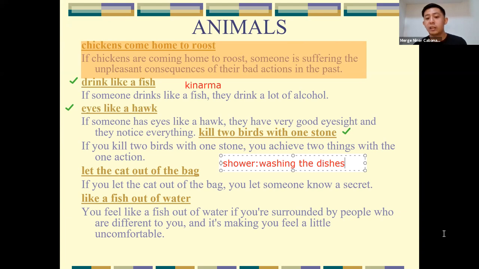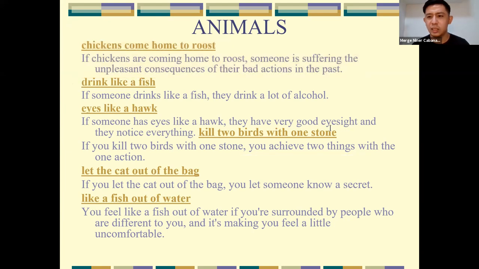Like a fish out of water, they're surrounded by people who are different from them. And it's making them uncomfortable. So we say, like a fish out of water. Let's say, ano kaya, millennial, ang trip mo, mga TikTok videos, and then biglang inaya ka ng lola mo na mag-bingo, di ba? So, di mo trip yan eh. So, you felt like a fish out of water. That's what it means.